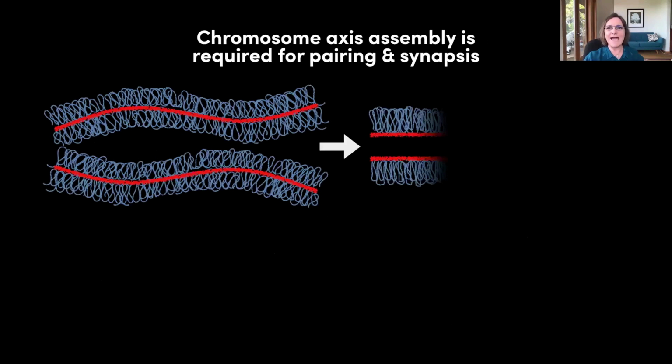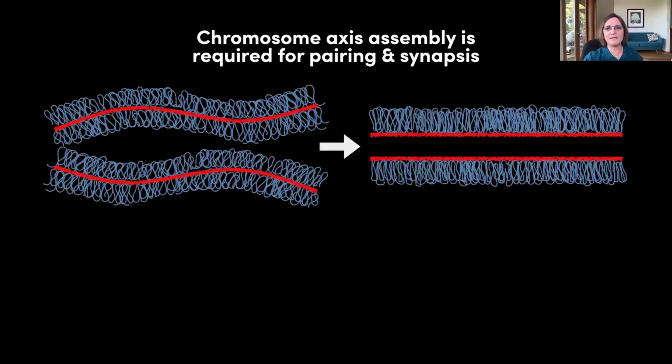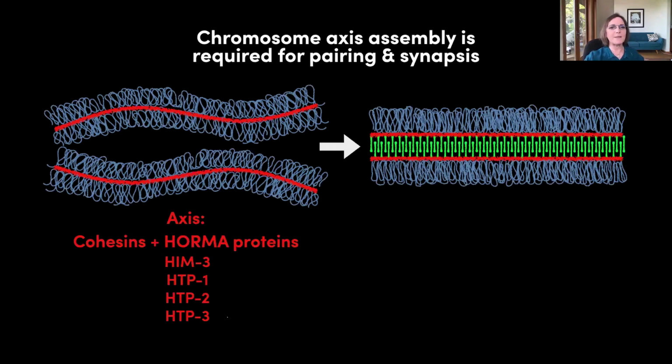In fact, the axis, which is shown in red here, is, we think, the substrate for the assembly of the synaptonemal complex between the chromosomes. And I'm going to try not to burden you with specific proteins more than necessary, but I'll just mention that the axis, as I said, has at its core cohesins, and then a family of HORMA domain proteins that play essential roles in meiotic checkpoints and regulation.